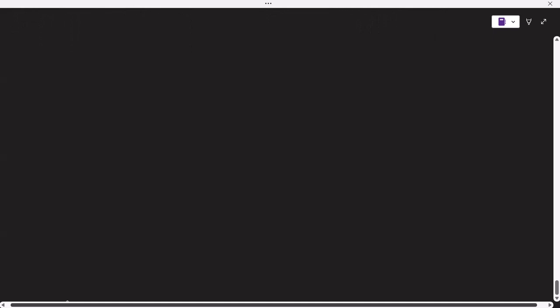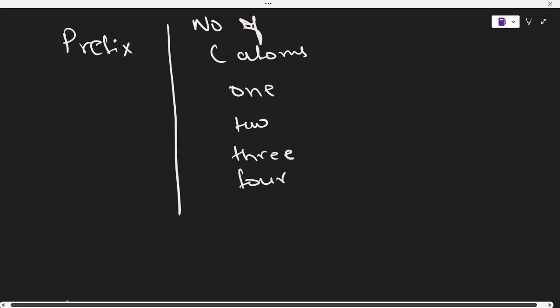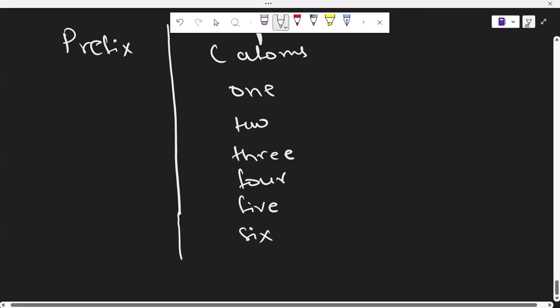Okay, so when we talk about the prefix, let me draw this table of sorts, and the prefix tells you the number of carbon atoms. So for example, if you have a one carbon molecule, then two carbon, then three carbon, four, five, and then six. I think six would be enough for your syllabus right now.